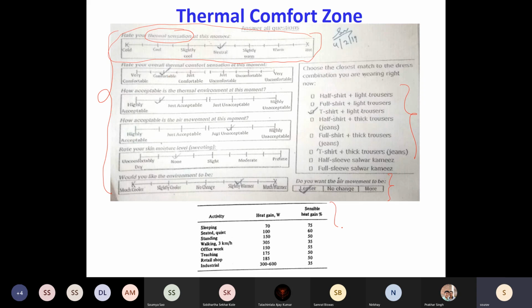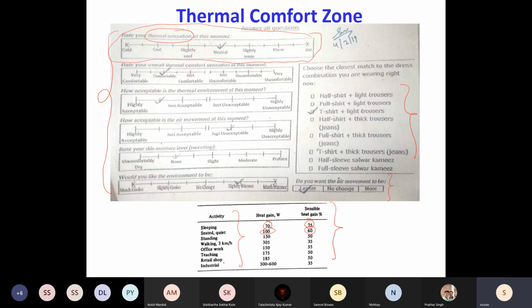This is a table which gives some average values of heat released by our body while certain activities are being carried out. So you see, while sleeping, we release around, on an average, 70 watts of heat, out of which 75% is sensible. So only 25% of it is latent. When we are seated, quiet, okay.